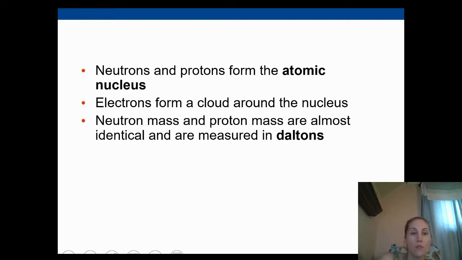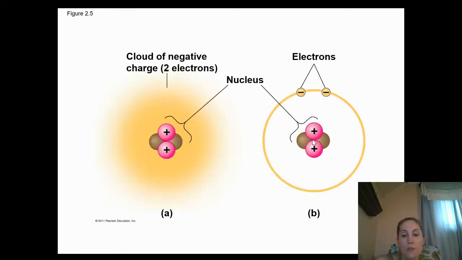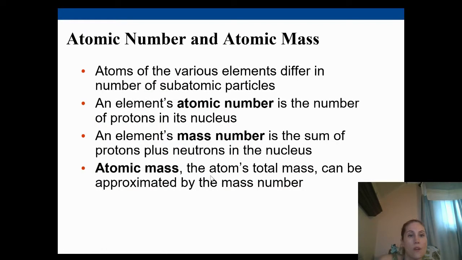Okay, so the neutrons and the protons form that atomic nucleus. That's where we get its mass from. Okay, and then the electrons form a cloud around there. Okay, and their mass is relatively negligible. They're so small. So when we measure those things, they're measured in Daltons. Okay, so this is what we're saying. You see that cloud of the electrons on the outside. So you have your neutral neutrons here, and you have your positive protons that form the center of that nucleus.